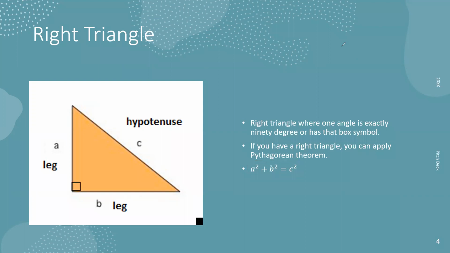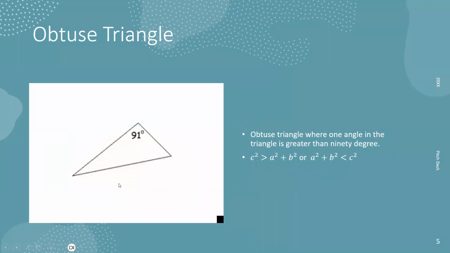Okay, so let's move on. Here we have an obtuse triangle. An obtuse triangle is where one angle in the triangle is greater than 90. As you can see in this example, one of my angles is 91 degrees, which is greater than 90 degrees. So that's how you know you have an obtuse triangle.